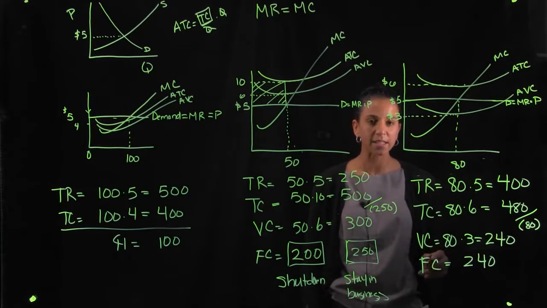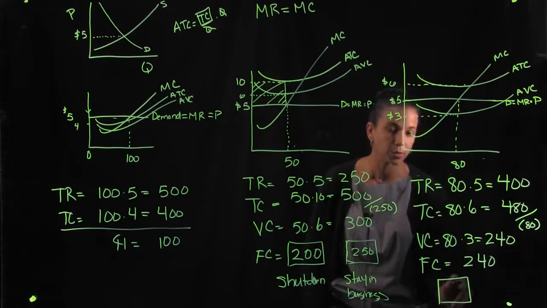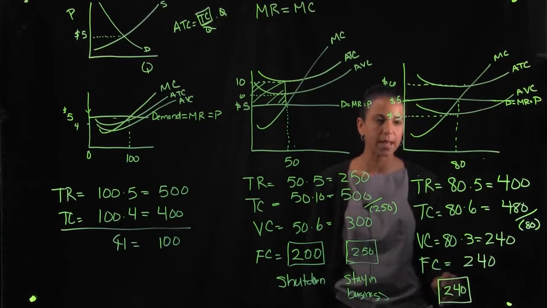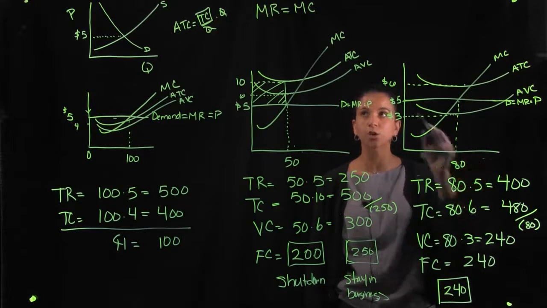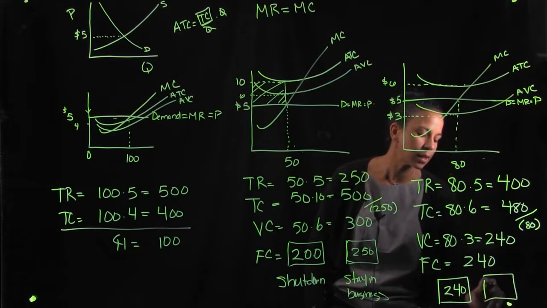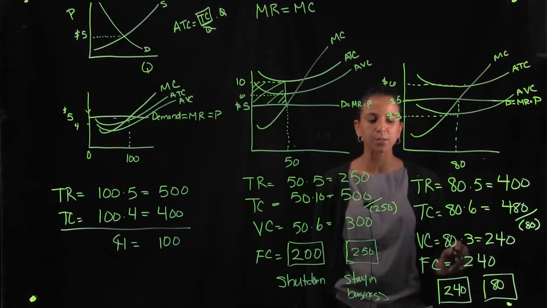So this firm has to make a decision. If they shut down and produce 0 units, they will still owe $240. However, if they produce where their marginal cost equals marginal revenue, they will only be losing $80. So what will happen, this firm will decide to stay open.